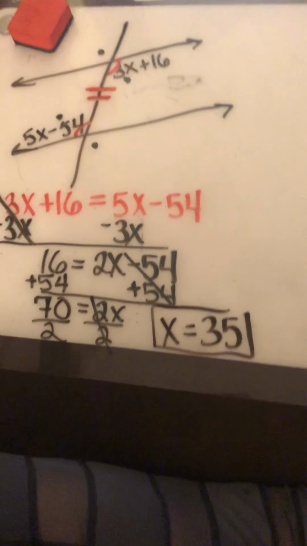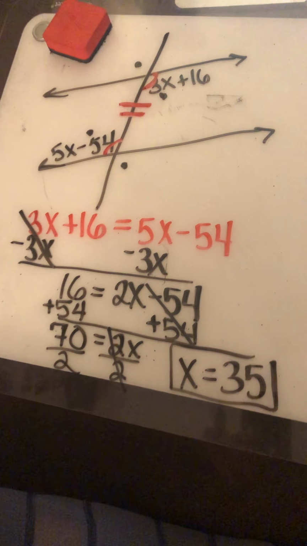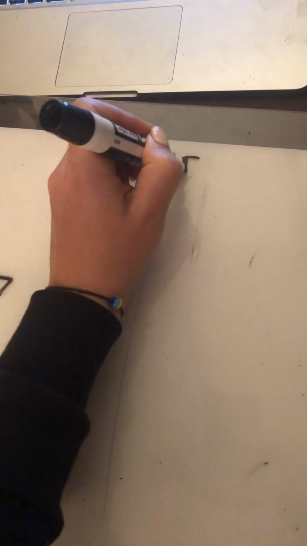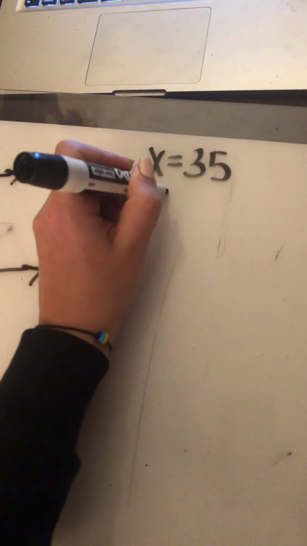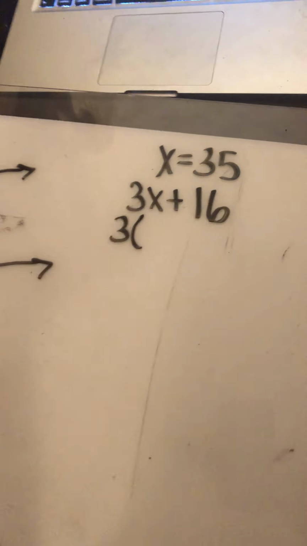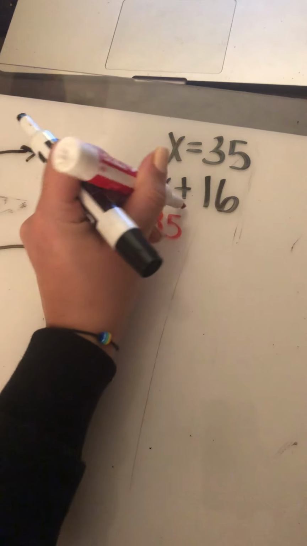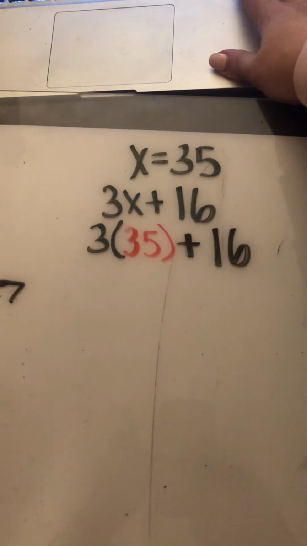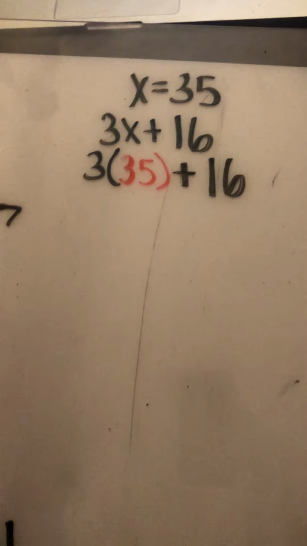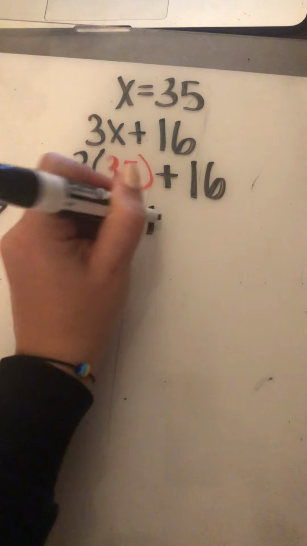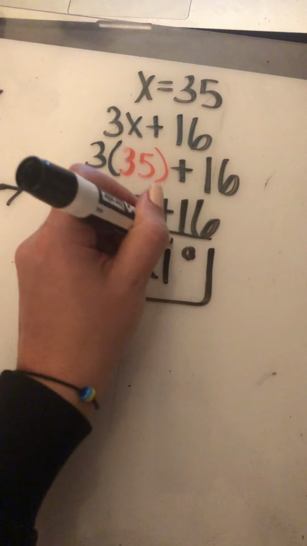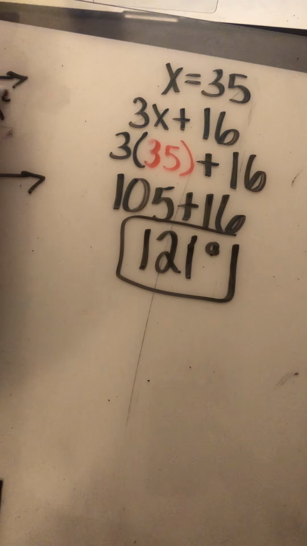So again, first question, it's going to say solve for x. Here's our answer. Then they're going to say, okay, solve for this angle. So we take what x equals 35, and we plug it into the angle measure. So it was 3x plus 16. I'm going to plug in 35 for x. Okay, once you have that plugged in, you're then going to solve the equation. So 3 times 35 is 105. I then add that to 16, and I get an answer of 121 degrees. So this angle here is 121 degrees.